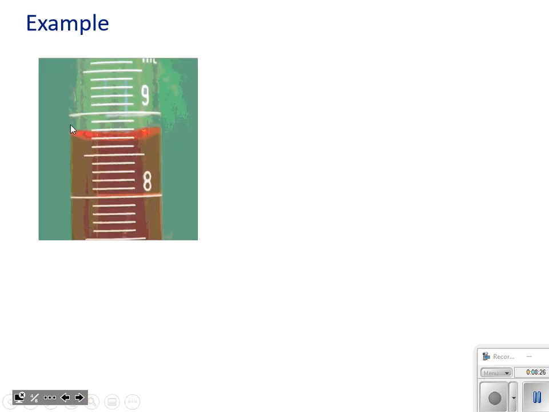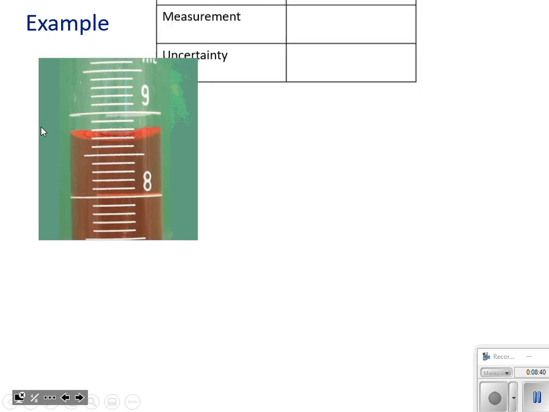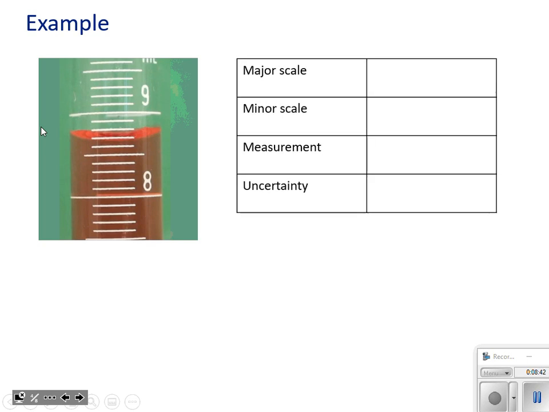Now, let's move on to a graduated cylinder. This, ladies and gentlemen, appears to me to be a 10 milliliter graduated cylinder. You have one of these in your lab drawers, so it'll probably be somewhat similar to this. I'm going to set up my boxes once again, and I look at my major scale on the table. My major scale 8, my major scale 9. So my major scale is 1 milliliter.